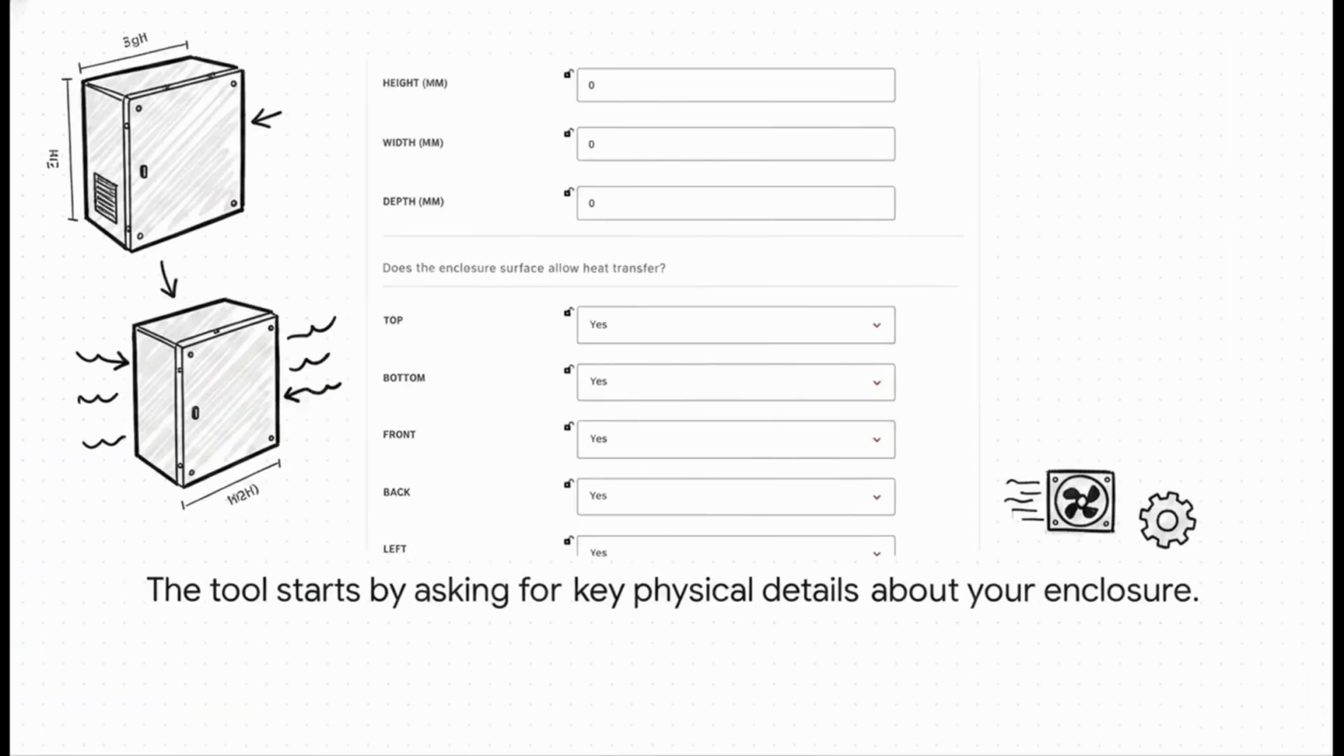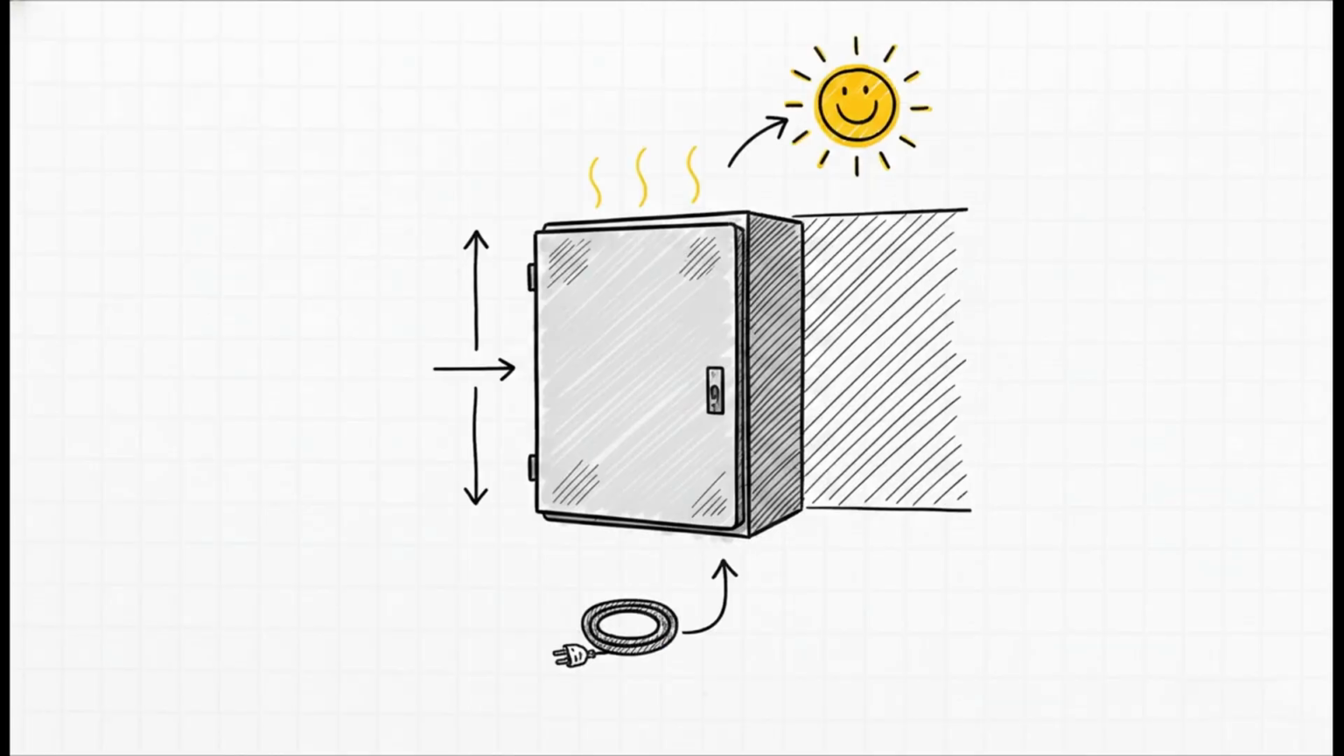The process starts with the enclosure itself. Before a cooling solution can be selected, the tool needs to understand the physical conditions of the cabinet. That includes the enclosure's dimensions, because size affects the available surface area for heat dissipation. It also includes any blocked surfaces, since areas against a wall or another panel may not release heat as efficiently. Indoor versus outdoor placement is another huge factor.